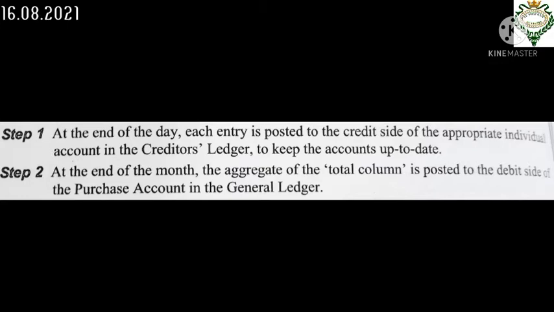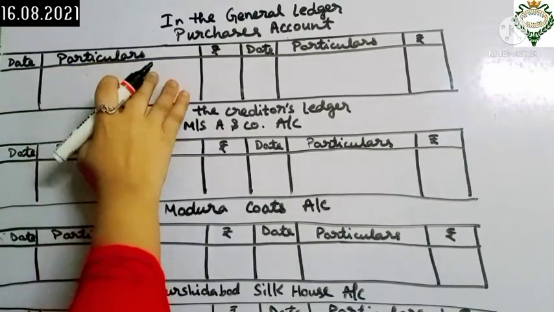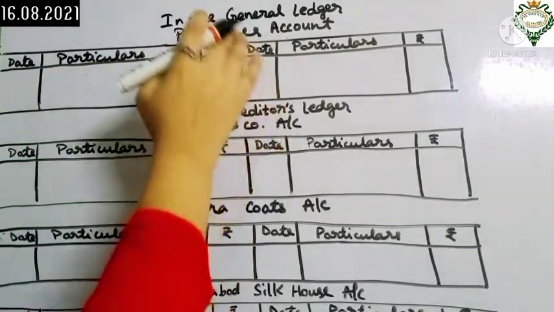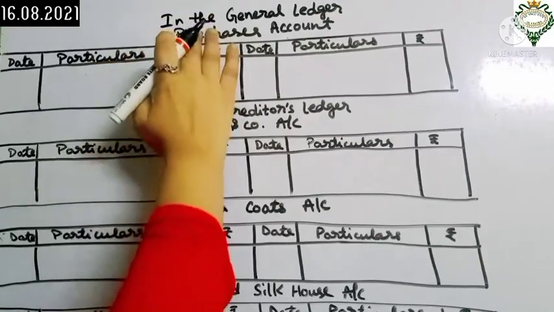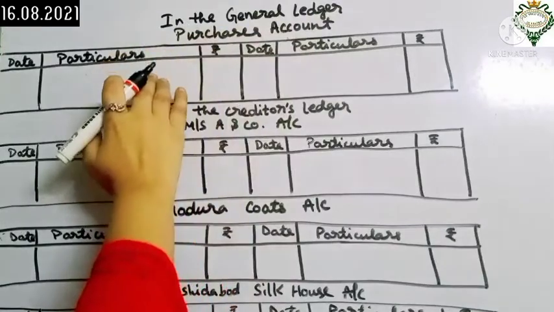So come to the solution, students. Basically this is the format for drawing the ledger accounts. First I have drawn the account in the general ledger for the purchases account. So the purchases account ledger book is here.